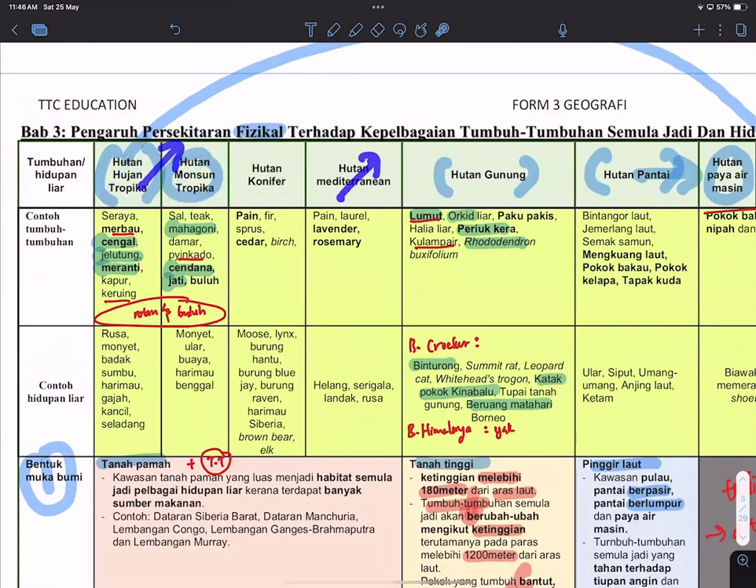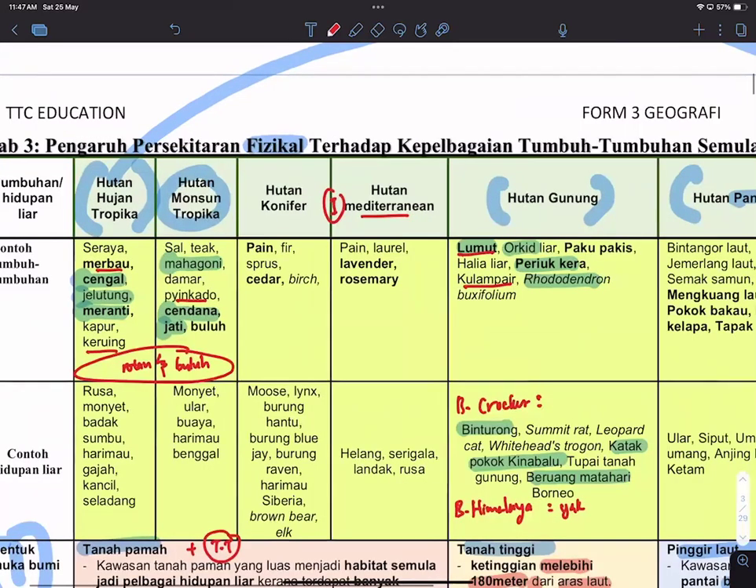Iklim Mediterranean, for the hutan Mediterranean, guys, what is the zone? This is the iklim Mediterranean, right? Yeah, Mediterranean. Remember MSc in your form 2 bab 7? MSC is within the iklim panas sederhana. So very good. This is panas sederhana. Okay. Zone panas. The dot S dot is panas sederhana.